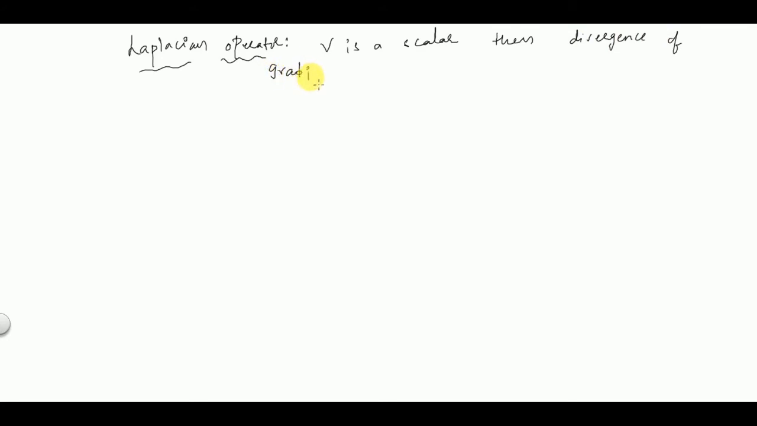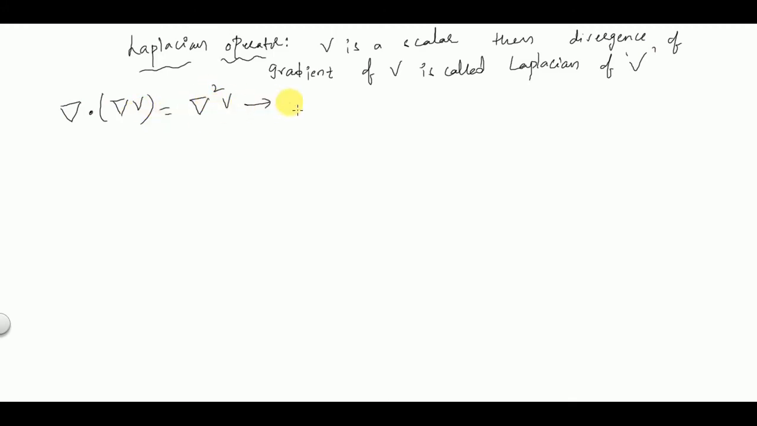So the next concept is the Laplacian operator. If V is a scalar quantity, then the divergence of the gradient of V is called the Laplacian of the scalar V. That is, divergence, del dot del V, is given by del square V, and is called the Laplacian operator.